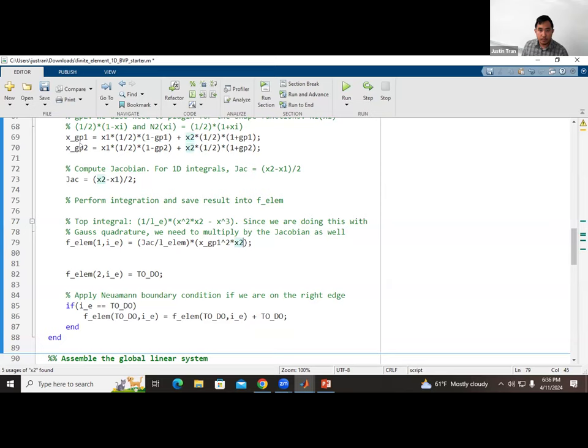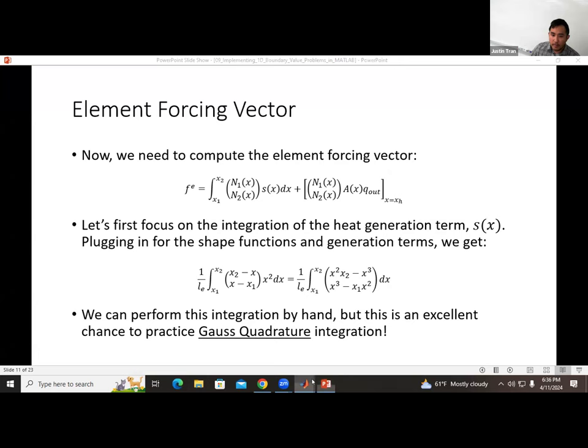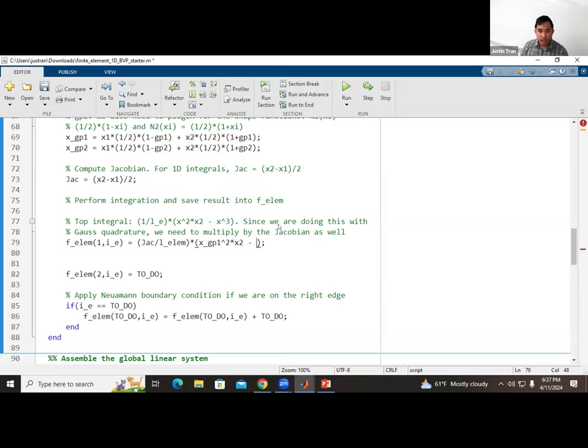It's a little bit confusing because the coordinates of the element actually show up in the integral itself, but we're integrating basically x squared times x2. That's why we have xgp1 squared times x2. And then from that, we subtract x cubed, so that's xgp1 cubed. What I have so far is our integrand at the first Gauss point.